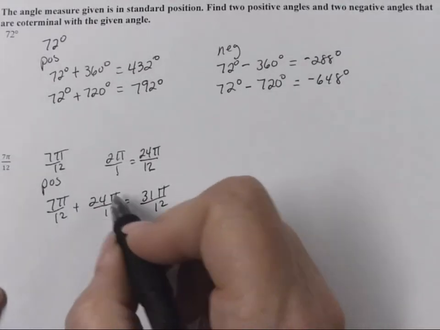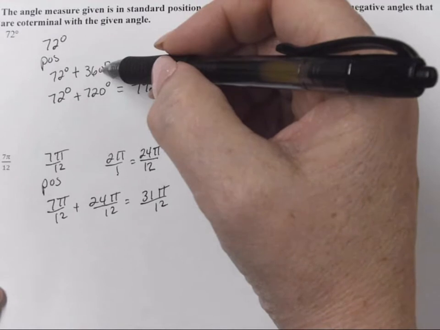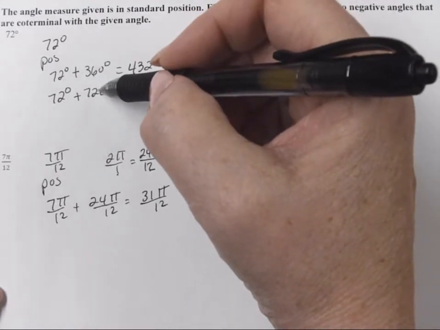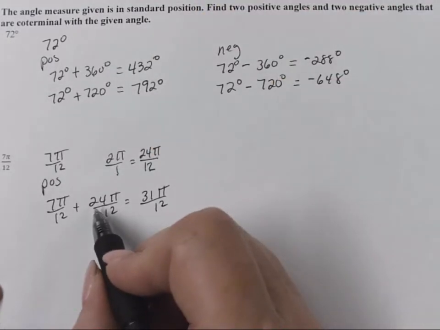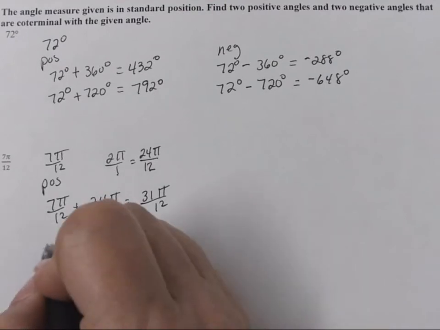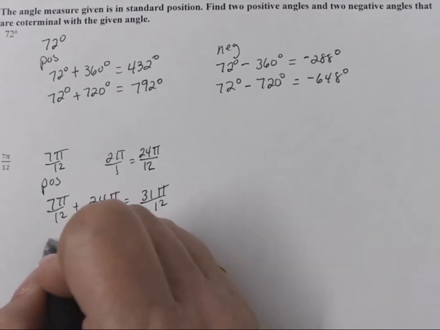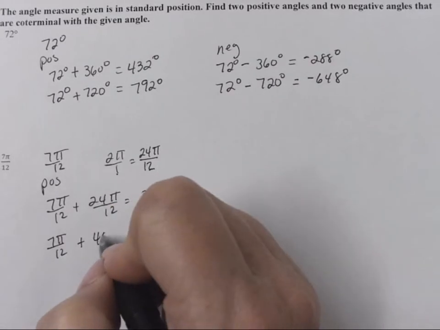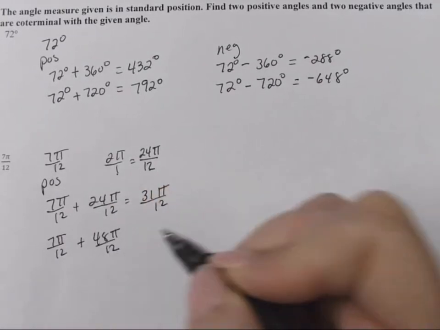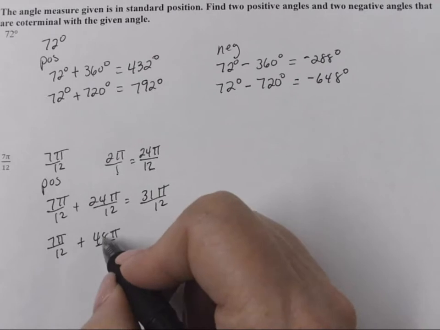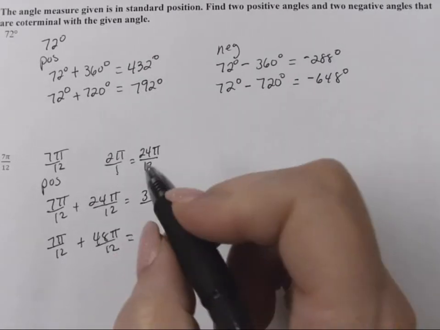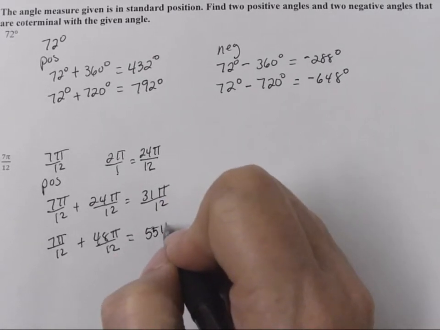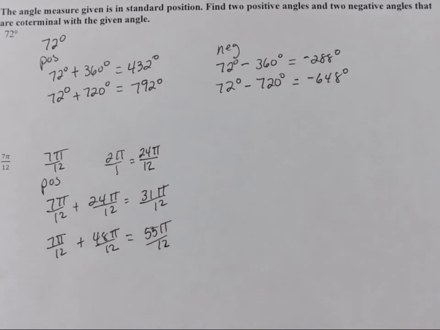Now, if I want to double this, just like I did with the 360 times 2 got us 720, if I multiply this by 2, I'm going to end up with 7 pi over 12 plus 48 pi over 12, because 2 times 24 would be 48, which will get us 55 pi over 12.